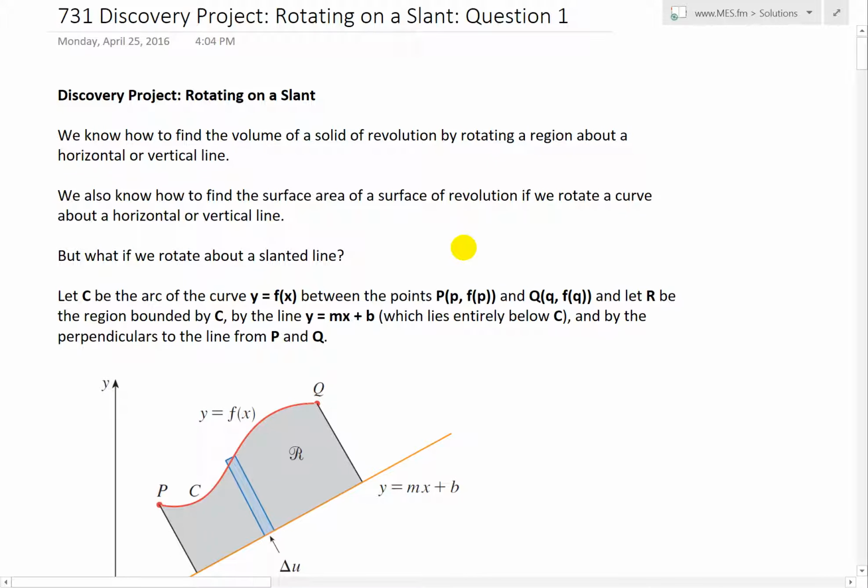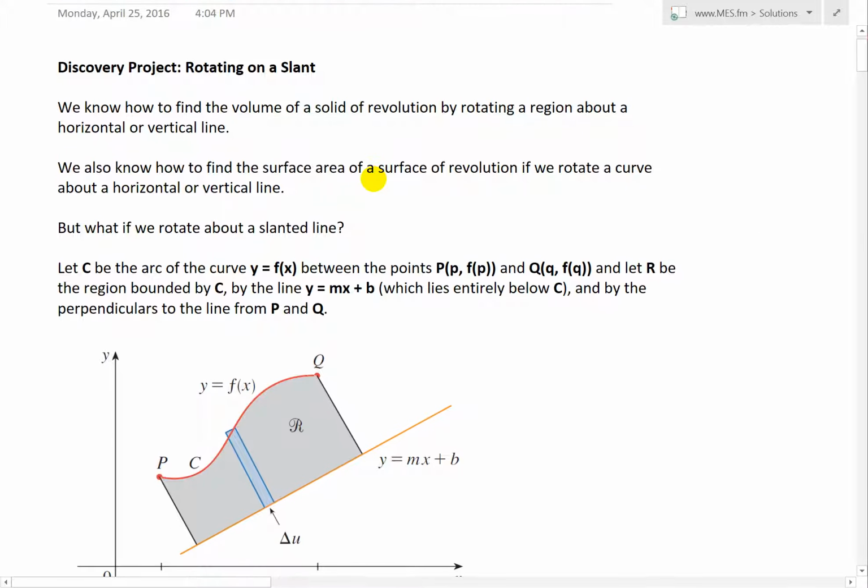And basically, let's just go over it. So discovery project, rotating on a slant. We know how to find the volume of a solid of revolution by rotating a region about a horizontal or vertical line, just like I went over in my earlier videos. We also know how to find the surface area of a surface of revolution if we rotate a curve about a horizontal or vertical line. But what if we rotate about a slanted line?